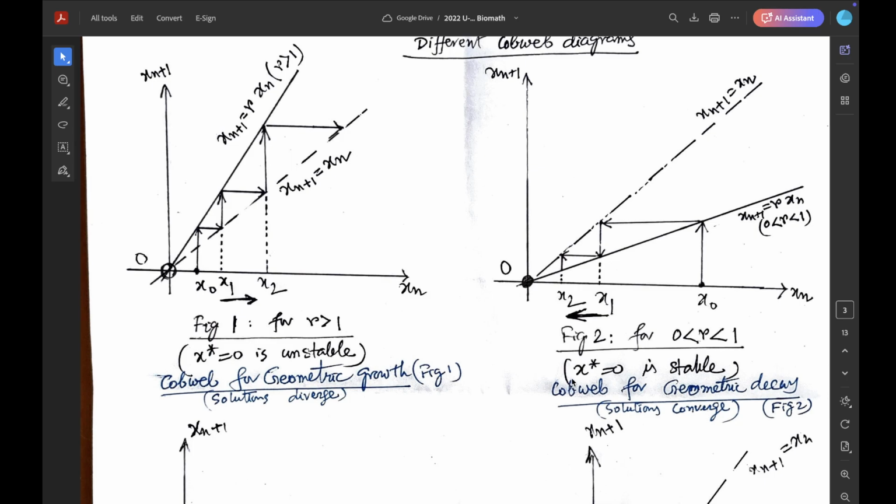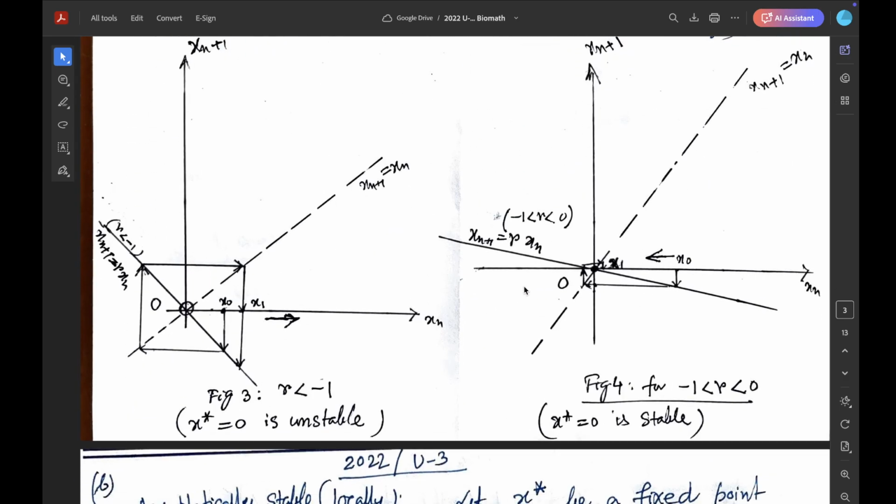So x star equal to 0 is the stable steady state, and this is the cobweb for geometric decay because r is 0 less than r less than 1. So this is the solution. Here the solutions converge to x star equal to 0.